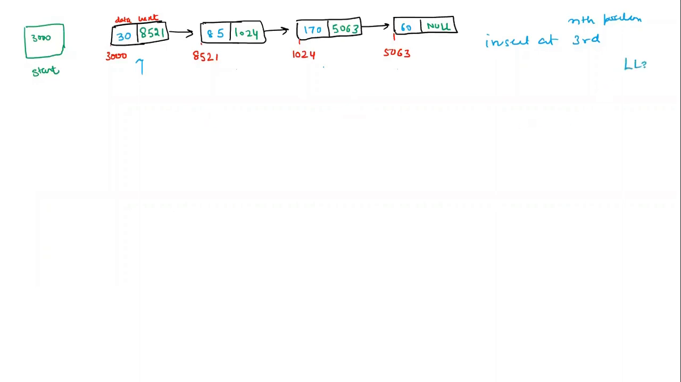Linked list ही empty है, पहली बात तो. First constraint can be there. Second constraint can be insertion at beginning. N is 1. जब आपका n 1 है तो आपका start update होगा.